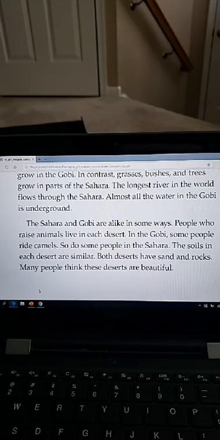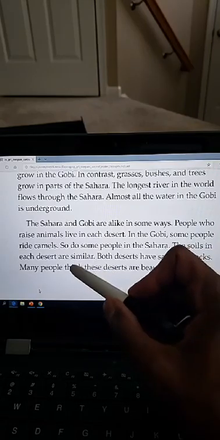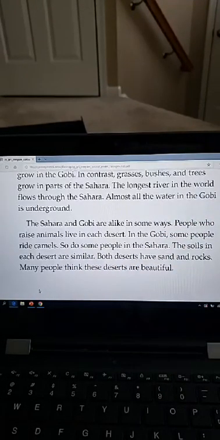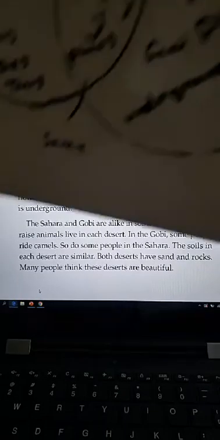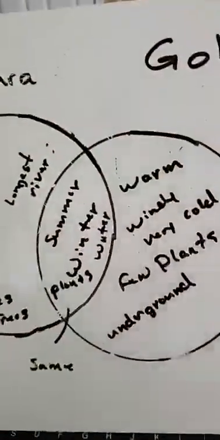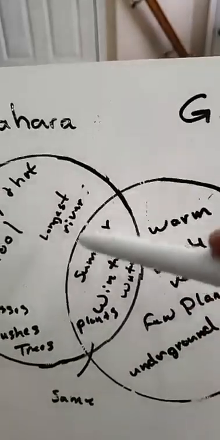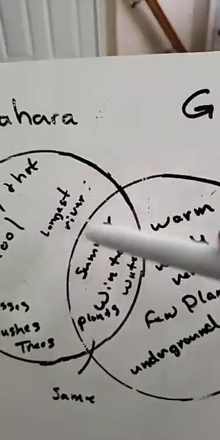The soils in each desert are similar. Again, when we see the word similar, we know on the Venn diagram that information is going to go here, how they compare or how they are the same.